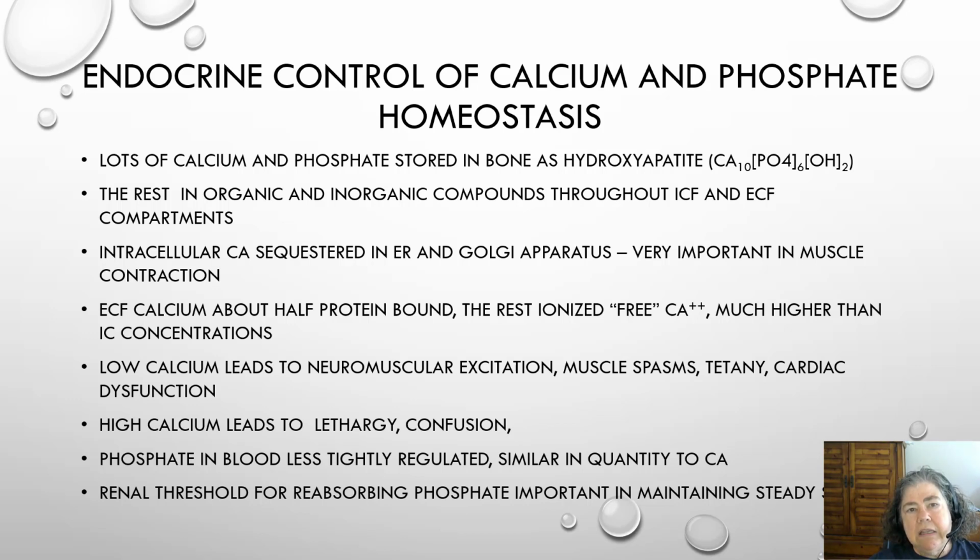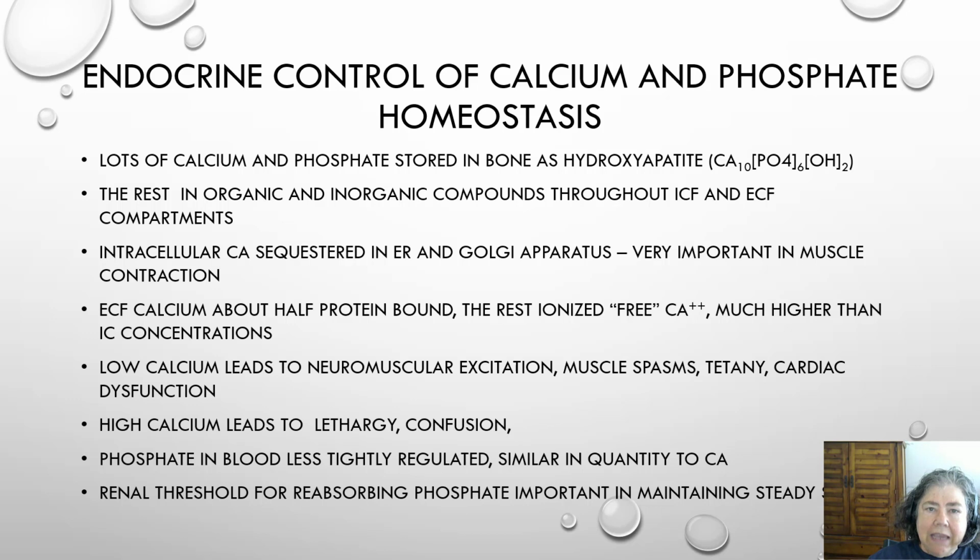But we're going to move on to the endocrine control of calcium and phosphate because calcium homeostasis is extremely important for normal function. There is quite a lot of calcium and phosphate in the human body. Most of it's stored in bone as a compound called hydroxyapatite. So calcium and phosphate and hydroxyl groups.